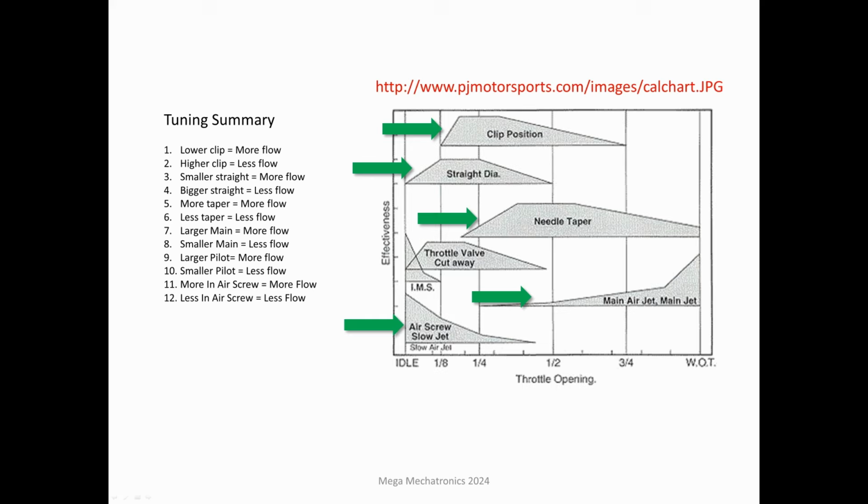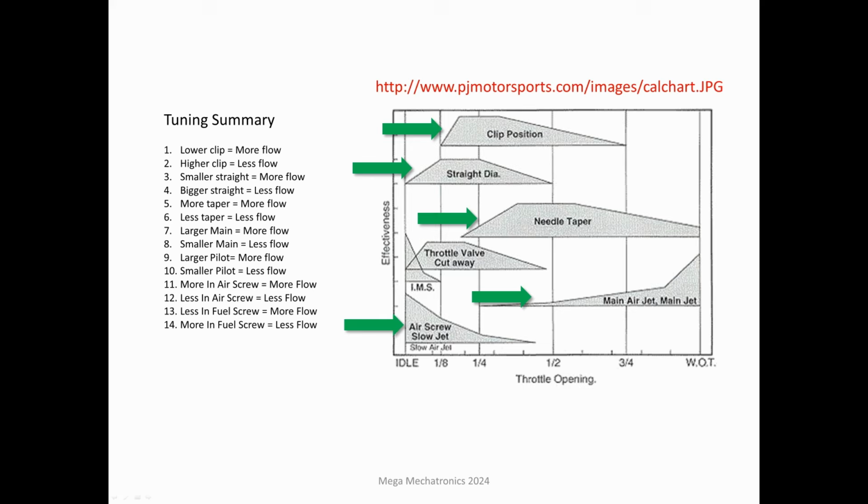With the air screw, when you screw in the screw more, you get more fuel flow. When you back the screw out, you get less fuel flow because the air screw is bypassing air. So if you screw it in, you're reducing the air, you're going to get more flow. It's another way to think about it.